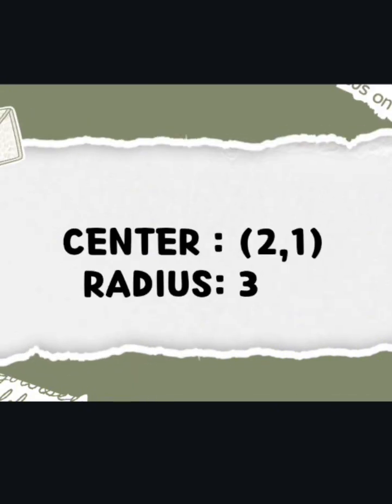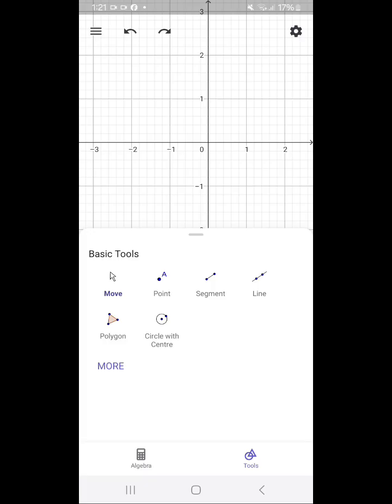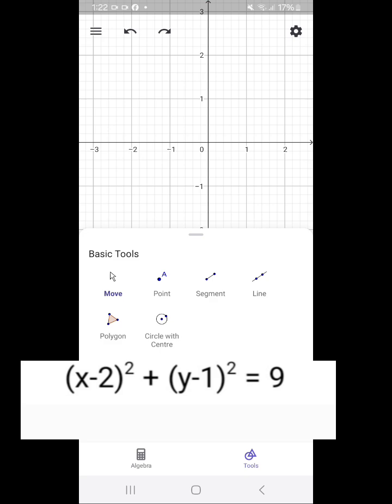Now, as promised, we will sketch it in GeoGebra. We will sketch the graph of the equation of the circle, which is the earlier quantity x minus 2 squared plus quantity y minus 1 squared is equal to 9, wherein our center is 2 and 1, then our radius is 3. So let us plot. The center is positive 2 and 1, so we put a point there.